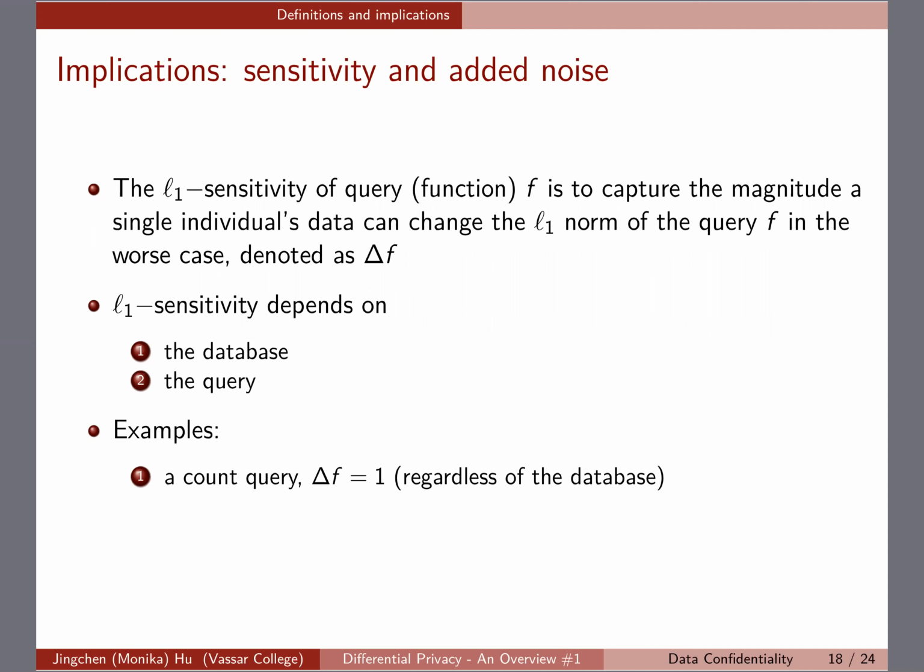So first of all, sensitivity and added noise. We know that L1 sensitivity of a query function f is to capture the maximum change a single individual's data can make to the L1 norm of the query function, right? And we know that we use delta f to denote it. We talked about just now that L1 sensitivity depends on the database and also the query, okay? So for example, for a count query, we know that delta f is 1 regardless of the database, right?